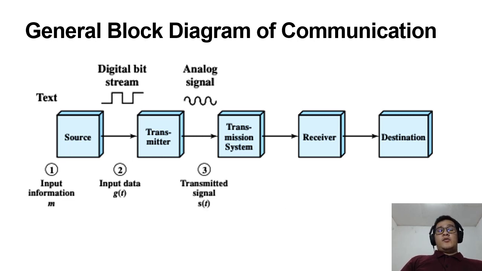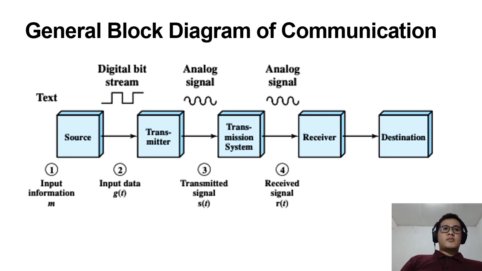The data that was converted by the transmitter, the digital bit stream, will be sent into the transmission system, which will be transmitted as an analog signal. So the digital bit stream will be converted into an analog signal. The analog signal will be sent to the receiver.